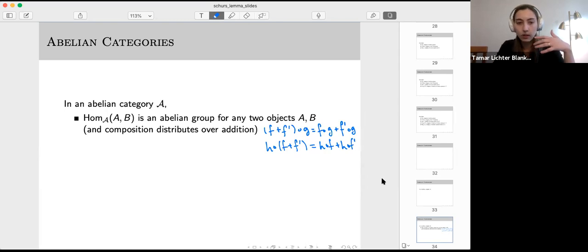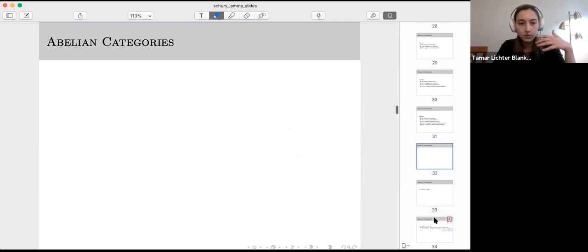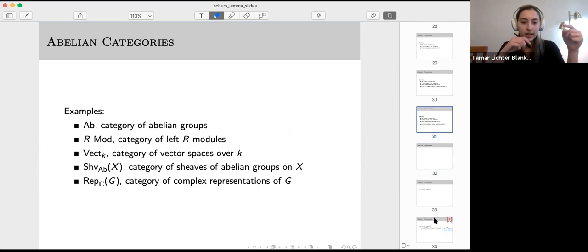And if we just look back at our examples for a second, when you have two group homomorphisms between abelian groups, you can add them pointwise. If you have two linear maps, you can add them, again pointwise. There's this notion of adding functions.